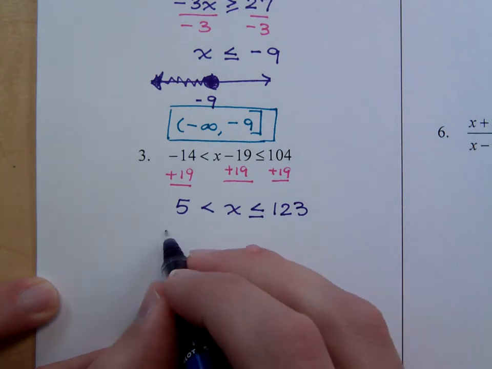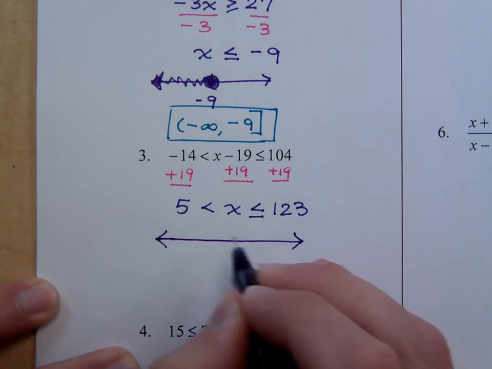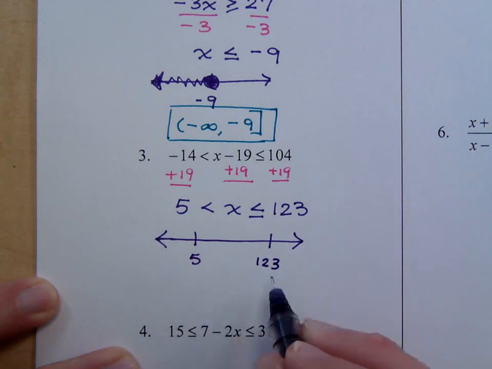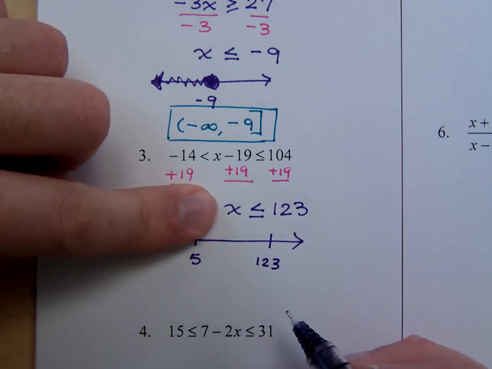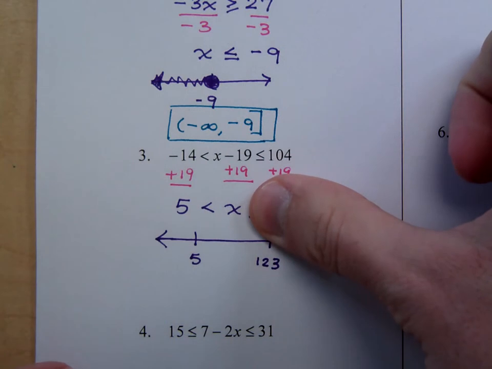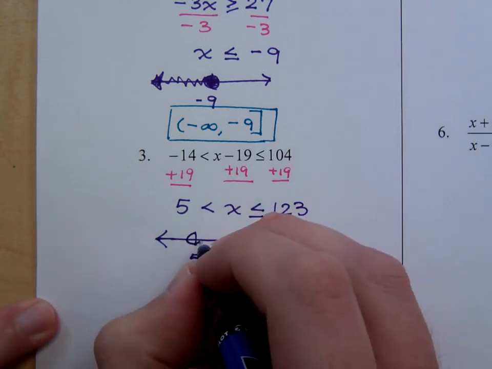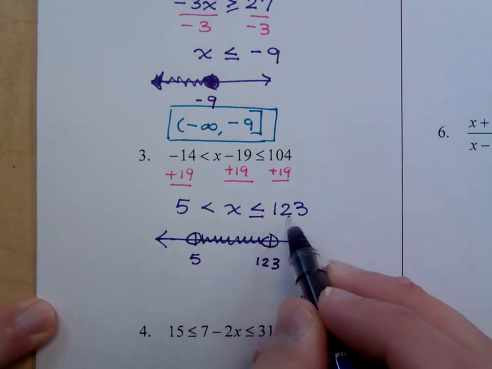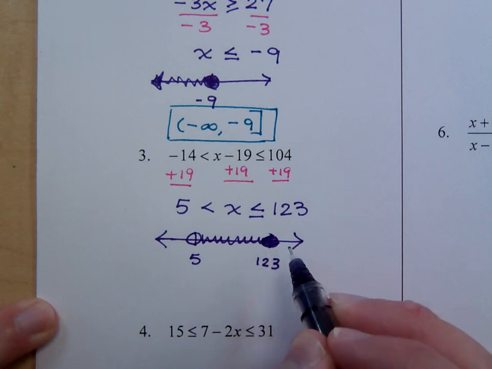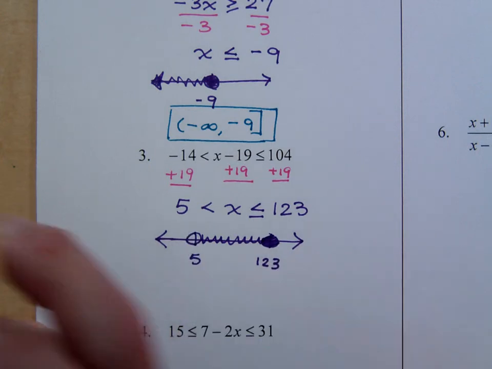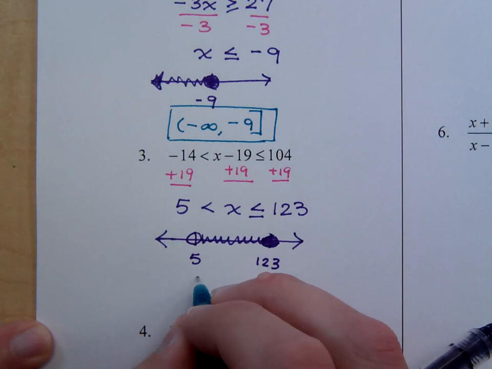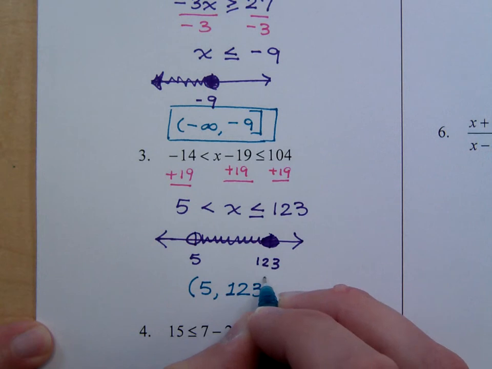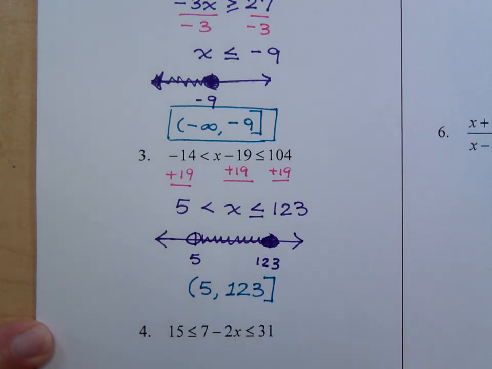If I were to look at this on a number line, you see that my solutions will be everything that's in between 5 and 123. You are less than or equal to 123, and you are greater than 5. So that would include all of the numbers in between, and since it's equal to 123, I get to fill this in. I'm not equal to 5, so it stays open. And then the interval notation would be parentheses on the 5 to 123, and this guy gets a bracket because I'm including the 123.